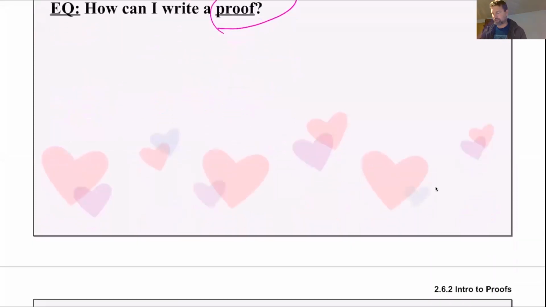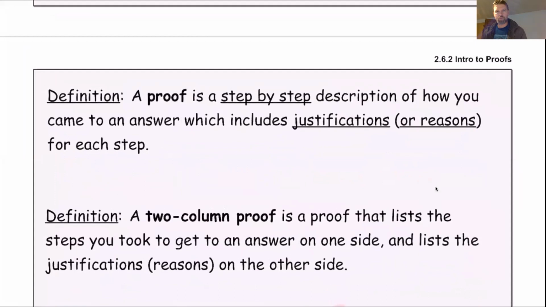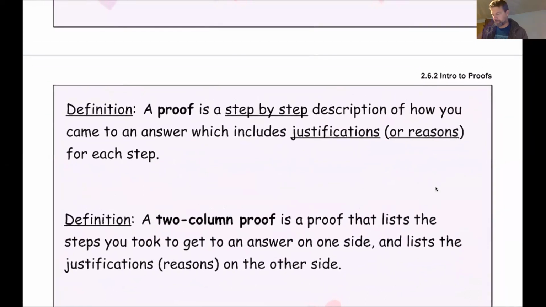So, some definitions. A proof is a step-by-step description of how you came to an answer, which includes justifications or reasons. That's what a proof is. A two-column proof is a type of proof, and that's the type of proof we're going to be doing today. They're the same thing as a proof, it's just a specific kind.